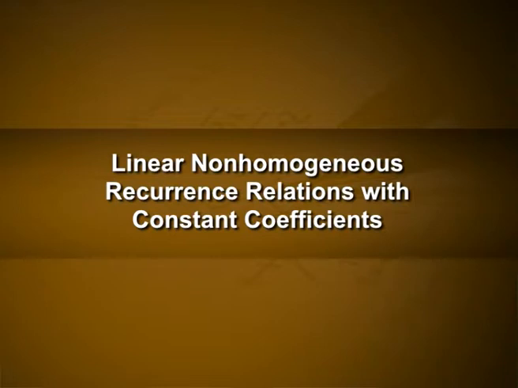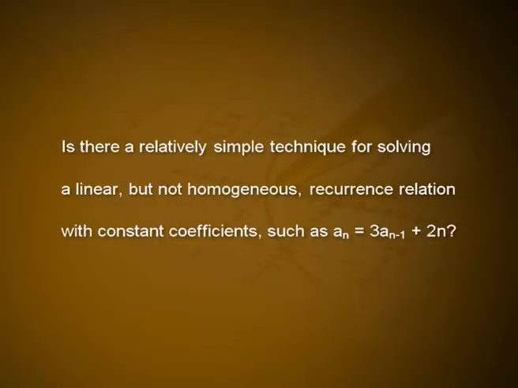Linear non-homogeneous recurrence relations with constant coefficients. We have seen how to solve linear homogeneous recurrence relations with constant coefficients. Next, we will see if there is a relatively simple technique for solving a linear but not homogeneous recurrence relation with constant coefficients, such as a_n = 3a_(n-1) + 2n. We will see that the answer is yes for certain families of such recurrence relations.